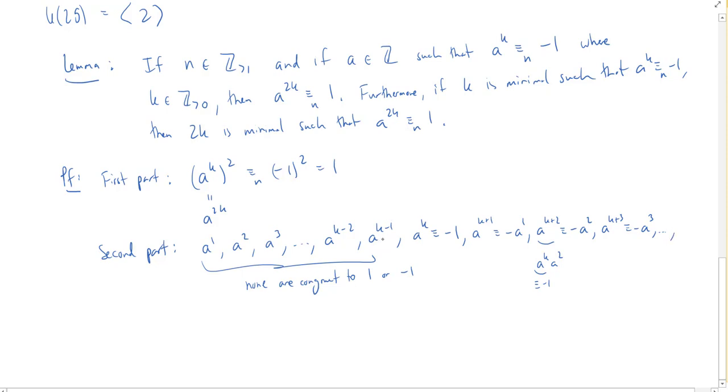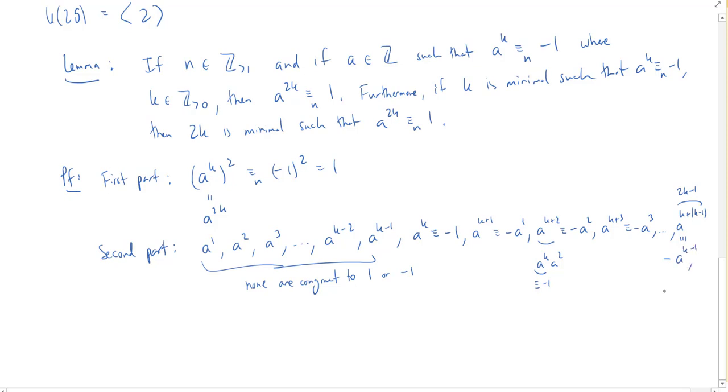Now let's look at the second to last one. I said 2k minus 1, I'm sorry, this should be 2k minus 1. So it's really, let me write it like this, k plus (k minus 1). So I have k+1, k+2, k+3, up to k plus (k minus 1). This is 2k minus 1, and so this should be -a^(k-1).